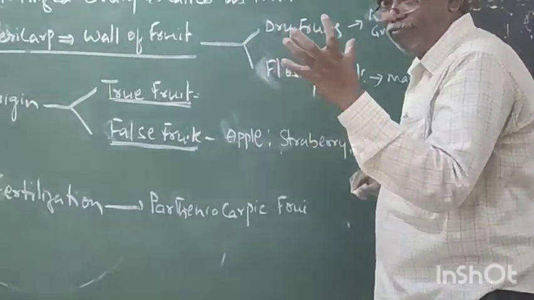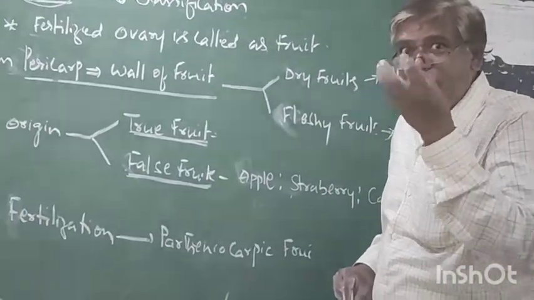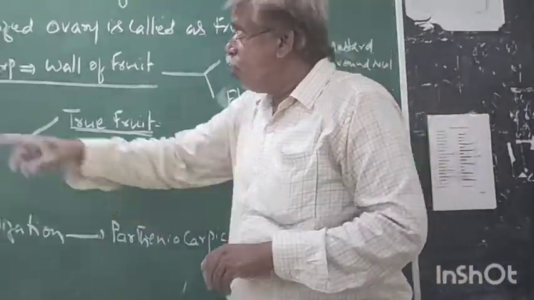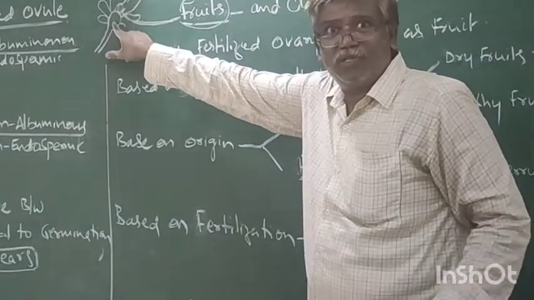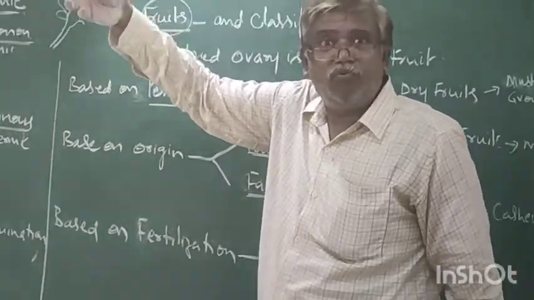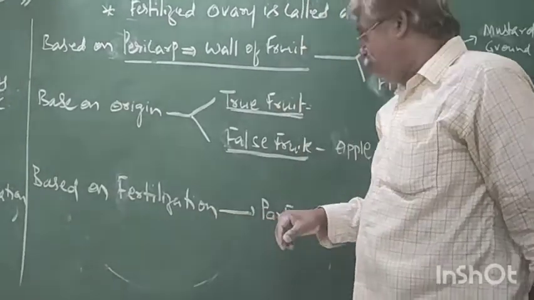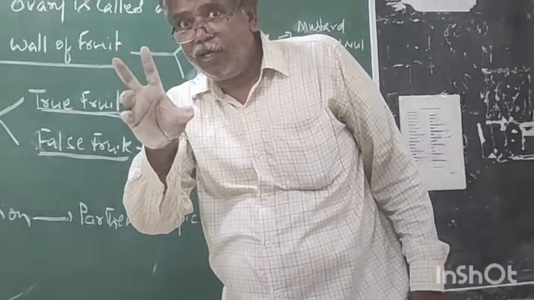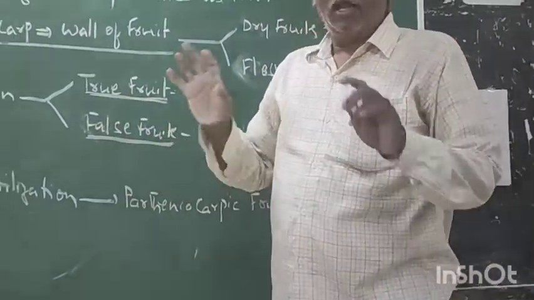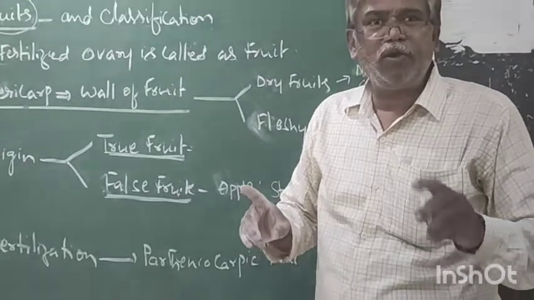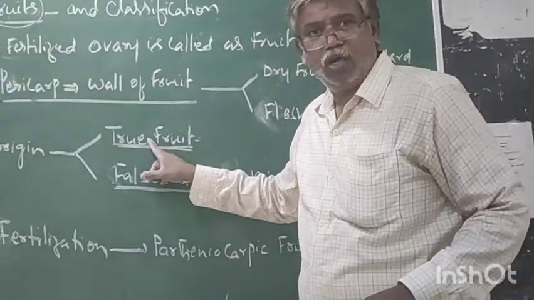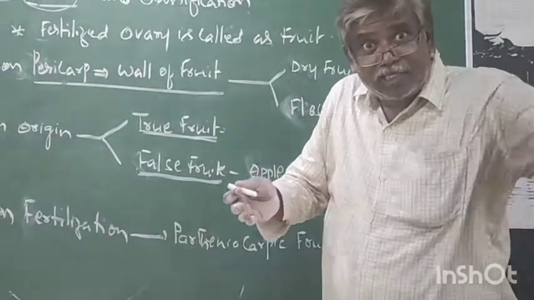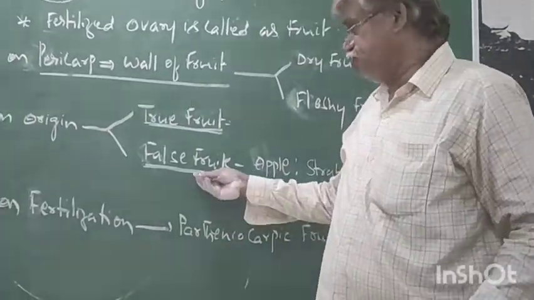Now take the apple fruit, which is edible. That edible apple fruit contains the ovary and also the thalamus. The thalamus is another part of the flower. Hence, the apple is a false fruit. But take the mango, it is only ovary. Hence, it is a true fruit. If the fruit is formed by only the ovary, such is called true. But in some cases, along with the ovary, some other parts are involved. Such fruits are called false.